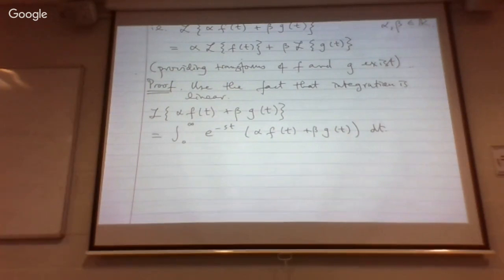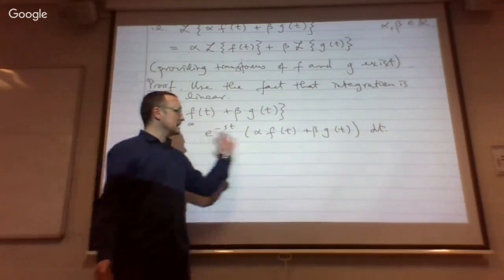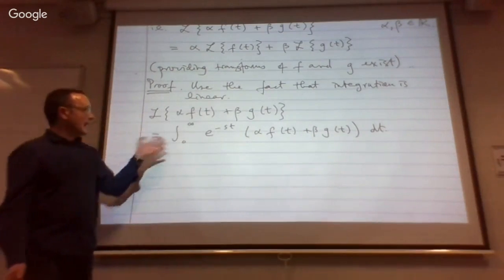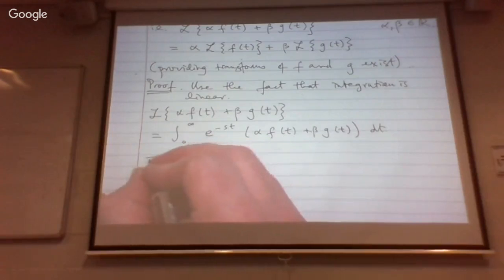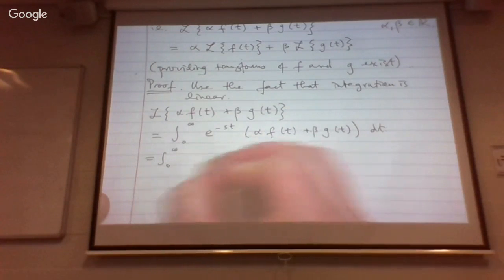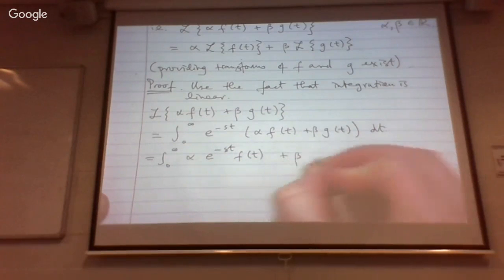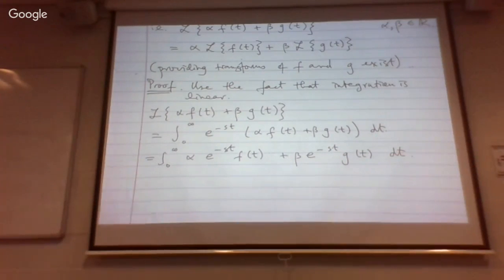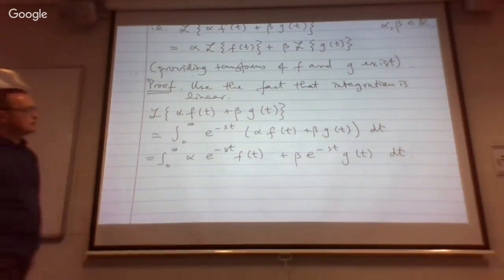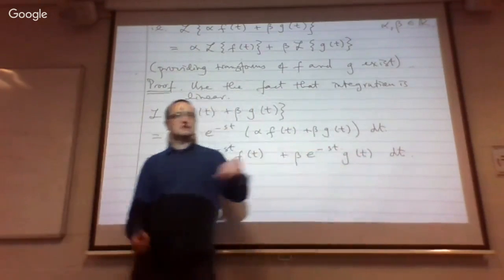We don't know what the functions f and g are. We're not going to be able to integrate them individually or directly. But what we can do is make use of properties of these algebraic operations amongst functions and the operation of integration. So first of all, you just leave the integration alone and do a bit of multiplication and expanding of the bracket here. Move the coefficients out of the way. You recognize here the integral of this bit, that's the transform of f. The integral of this bit, that's the transform of g.